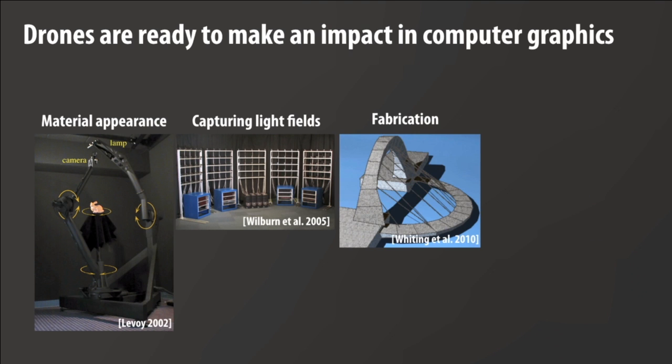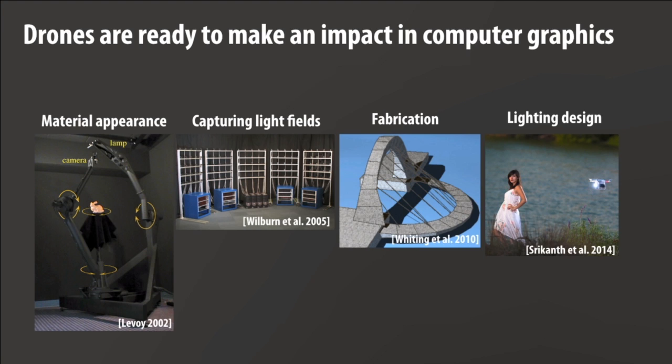The robotics community has already started to explore the use of drones for fabrication, which is already a central problem in computer graphics. And conversely, the computer graphics community has already started to explore the use of drones for designing the lighting in a scene. With drones getting smarter and more reliable every year, they are ready to make a big impact in computer graphics. There's lots of exciting work ahead, so let's get to it.